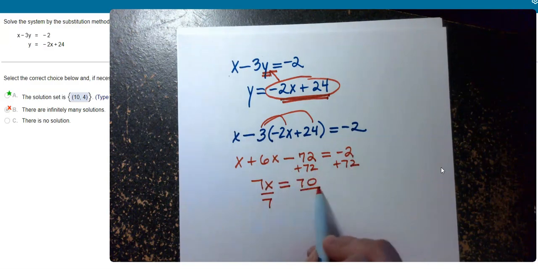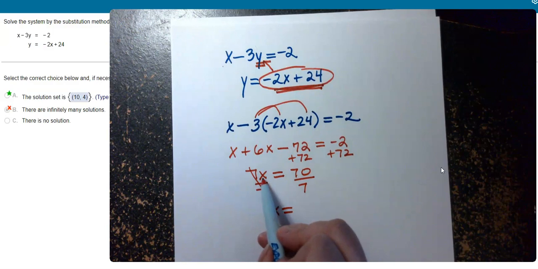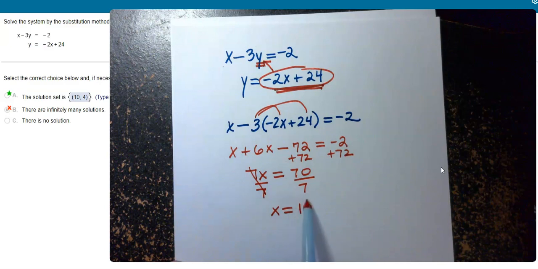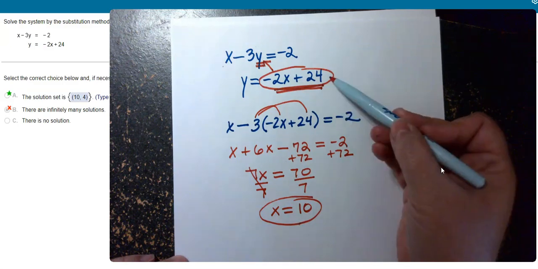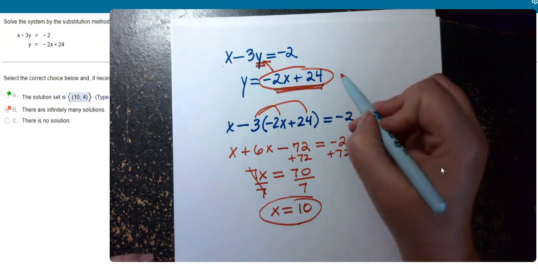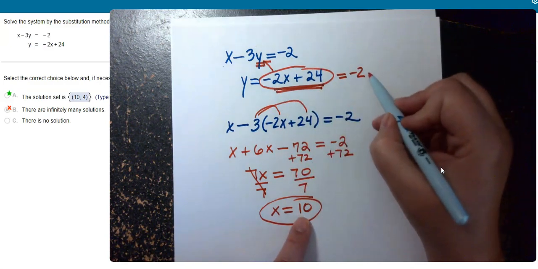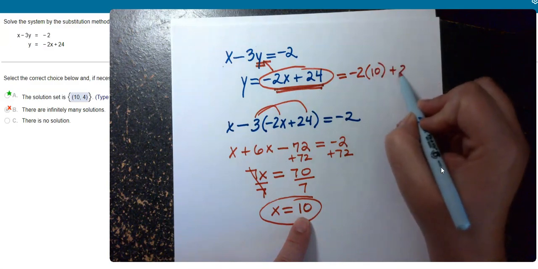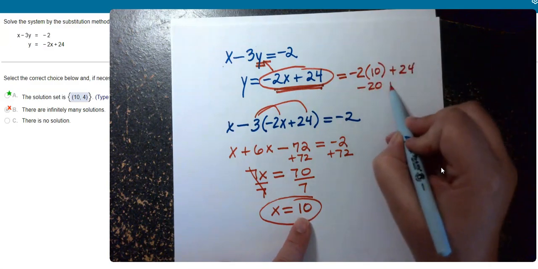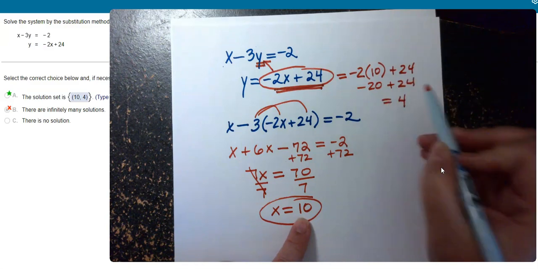And now I'm almost there. I can get x by itself by dividing both sides by 7, because it was 7 times x. Do the opposite of times. Opposite of multiplication is division. And I get x is 10. Now, we want the solution to the whole system, so we also need to have a y value. But we're almost there. Now, all we have to do to get the y value is to come back up here where y was alone and say, oh, okay, y equals negative 2 times whatever I just got for x, plus 24. That's negative 20 plus 24, which is positive 4.